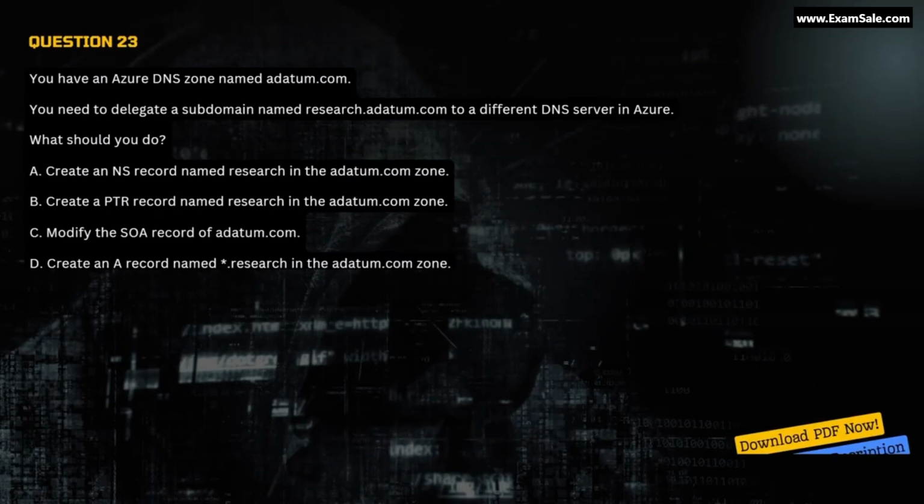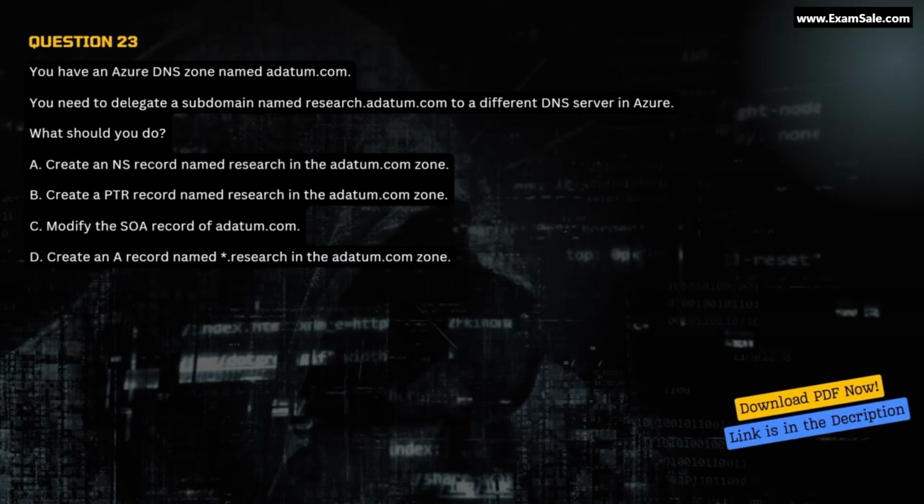Question 23. You have an Azure DNS zone named adatum.com. You need to delegate a subdomain named research.adatum.com to a different DNS server in Azure. What should you do? A.